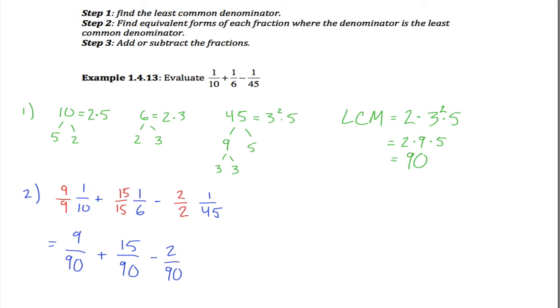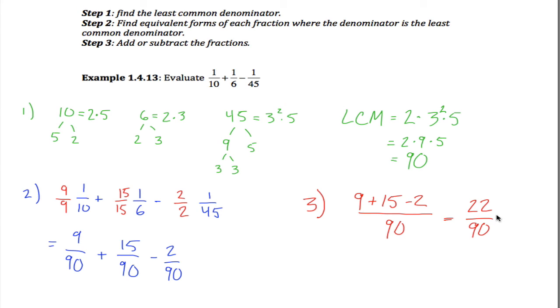And what's nice about this new form is that it's a problem I can deal with because it has common denominators. If I want to add and subtract fractions with common denominators, all I have to do is add or subtract the numerators. So I want 9 plus 15 minus 2, all divided by 90. And 9 plus 15 is 24, minus 2 is 22. So I get that this fraction is equal to 22 over 90.